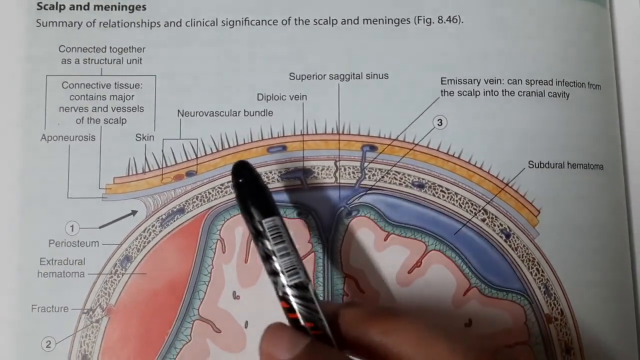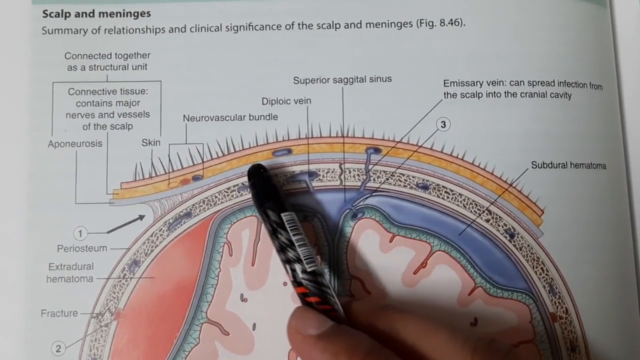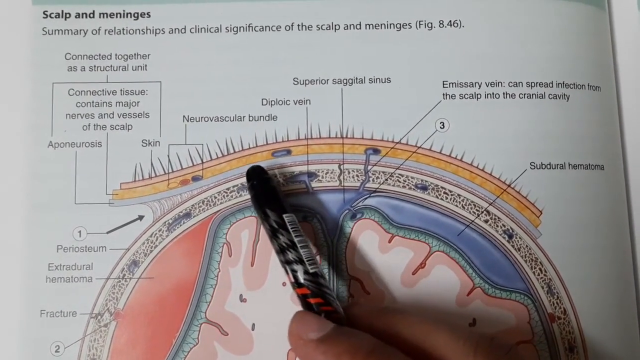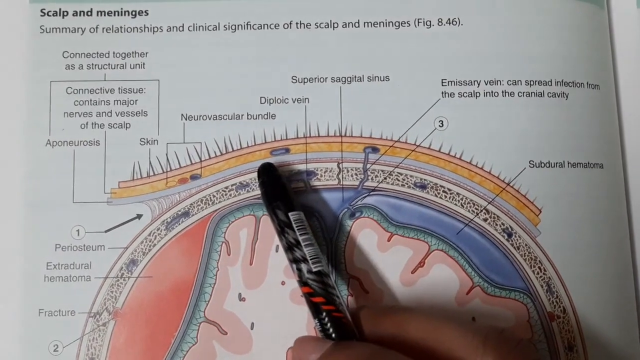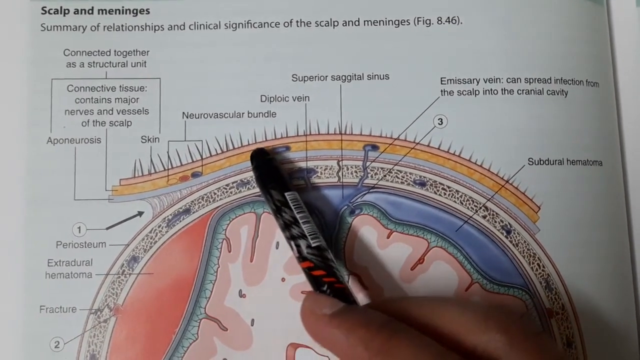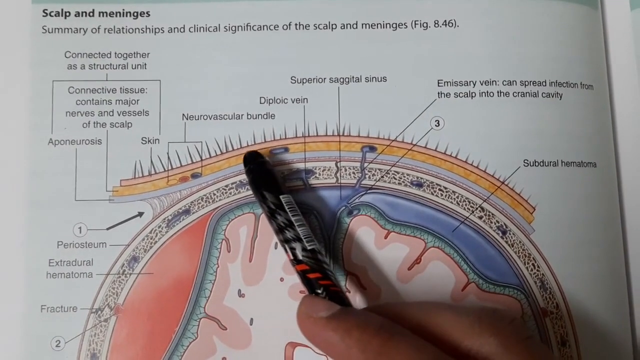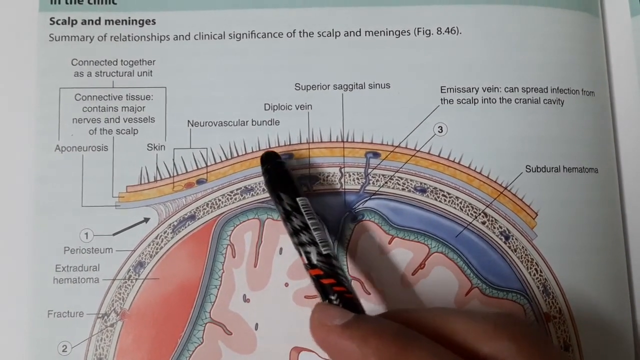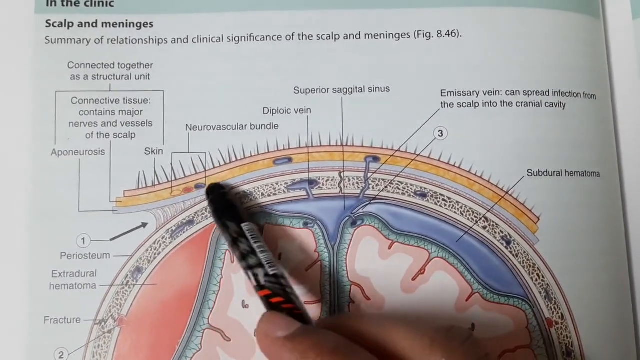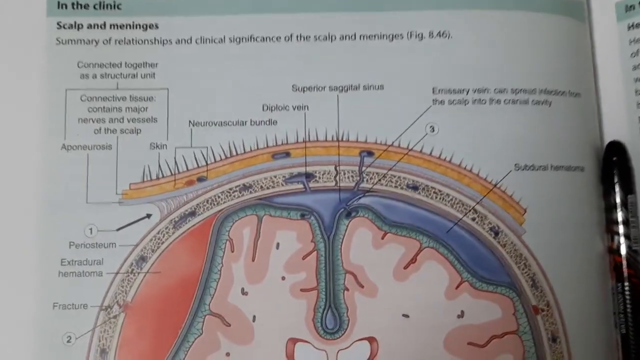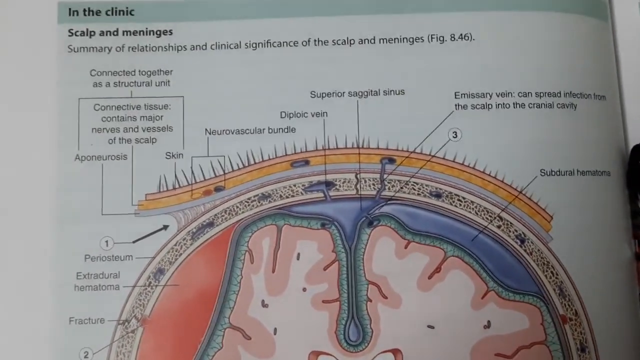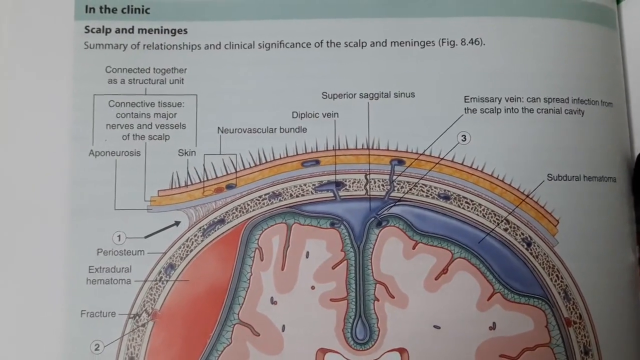This loose connective tissue layer which is present here is the danger area, because whenever there are scalp injuries, this is the layer in which the separation occurs, and because this is highly vascular, there is increased chance of infection through this layer.